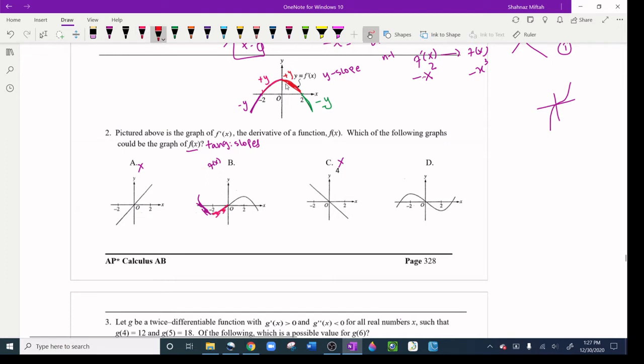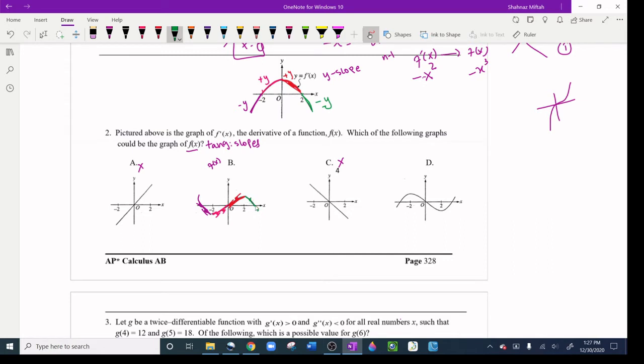Now let's try the next one, 0 to 2. So this is 0 to 2 right there. And when I draw tangent lines here, they are positive tangent lines, like positive y values here. So that's good. Next one is 2 to positive infinity.